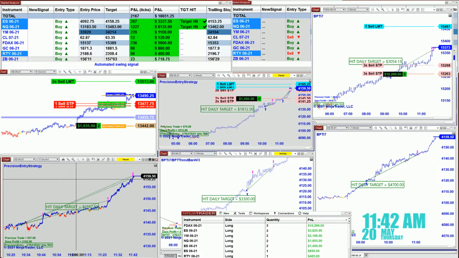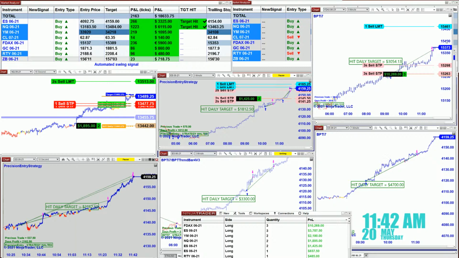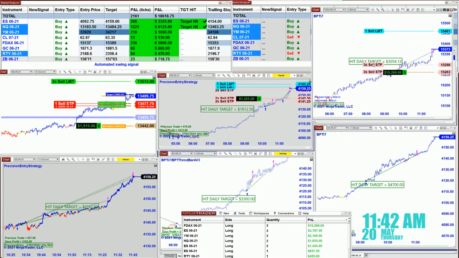The DAX hit the 10,000 plus 3,000, that's 13,000. Nice run up.